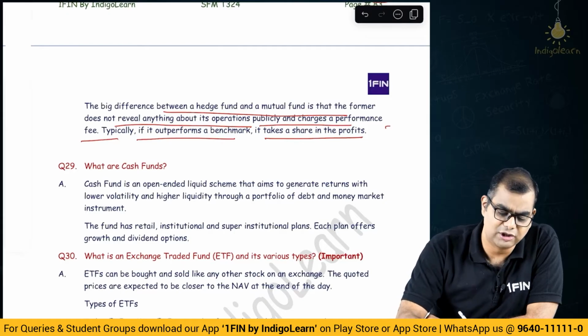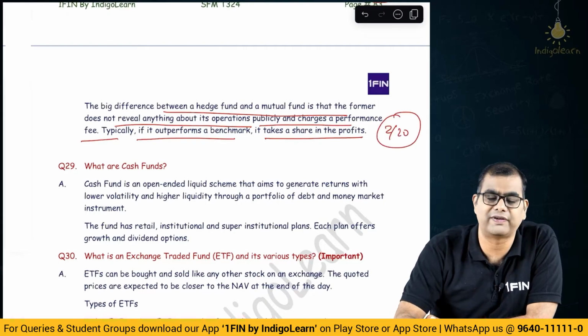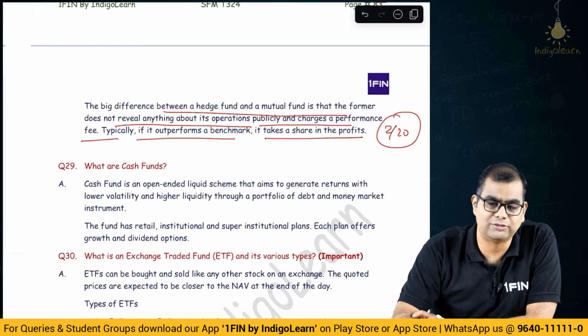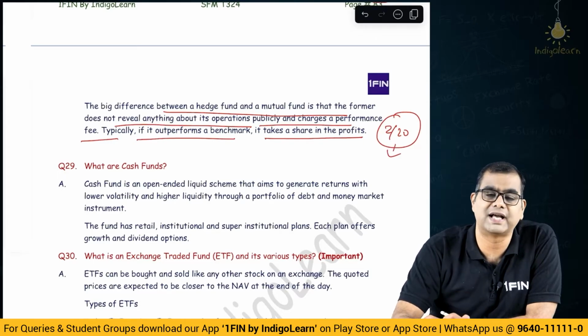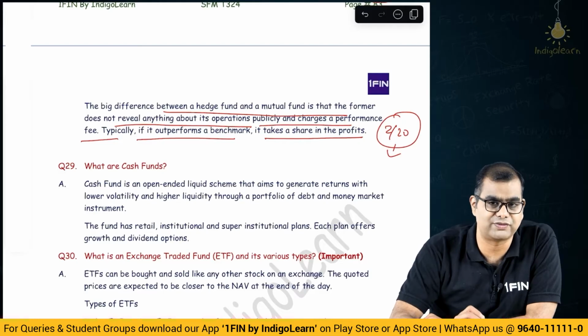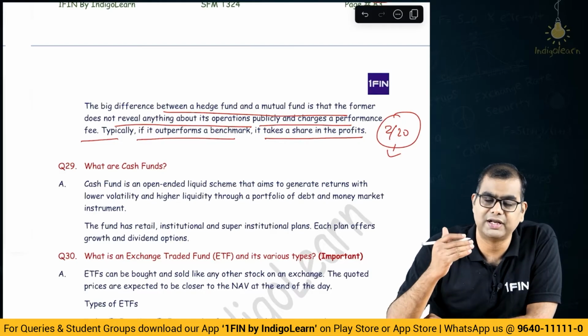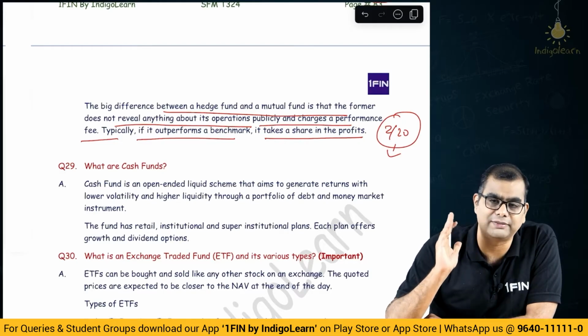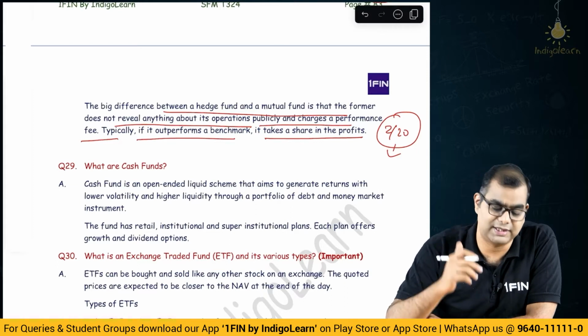So they follow this 2/20 rule, where they take 2% of annual assets under management as annual fee, and 20% of the overall profits are taken by them. That is what they do in hedge funds. In mutual funds, no. You have a certain expense ratio, and your expenses have to be within that ratio.